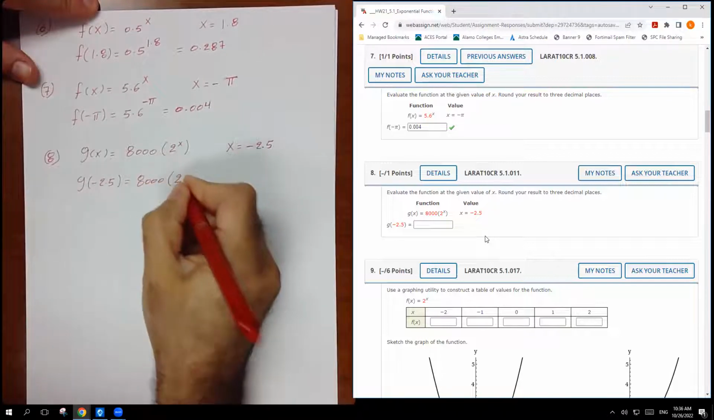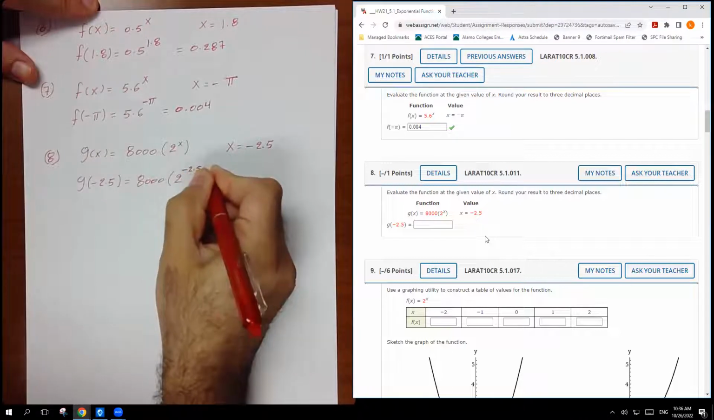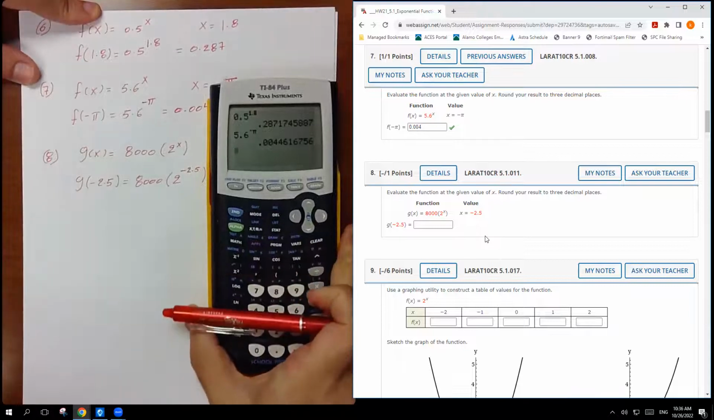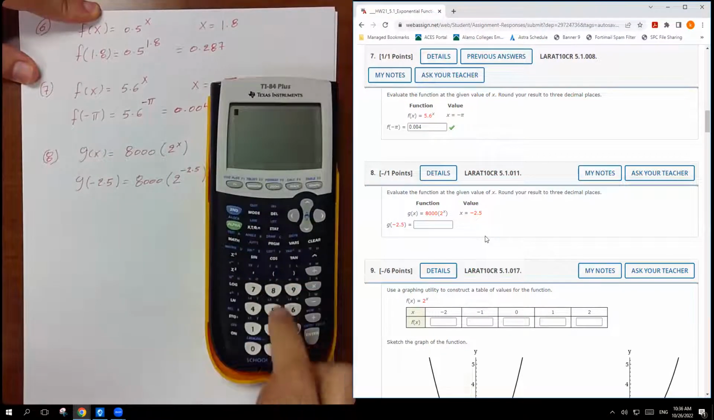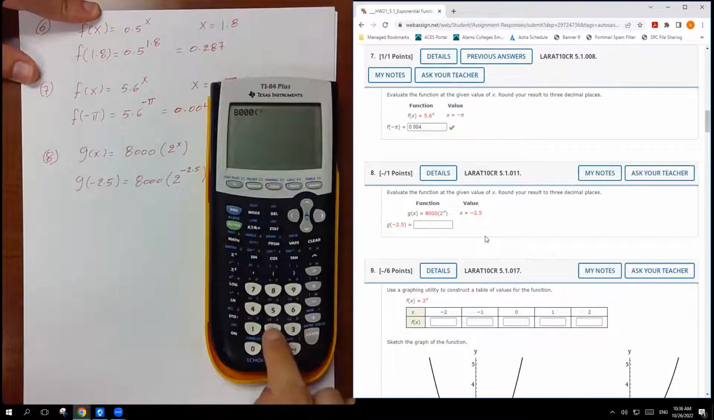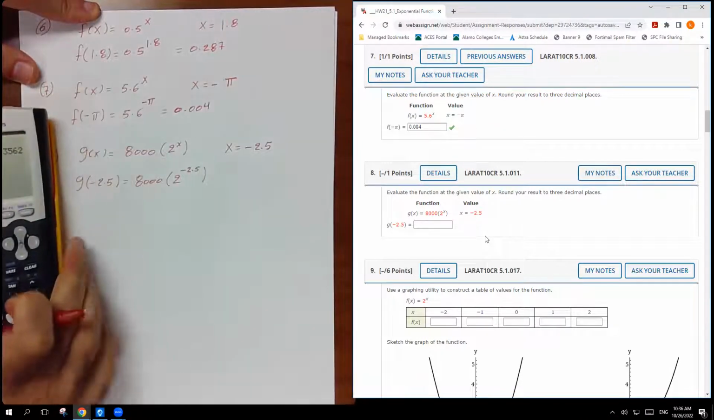So let's plug in here. That means 8,000. I'm going to open parentheses, 2 to the exponent negative 2.5. Go down and close the parentheses. So the result is going to be 1414.213.